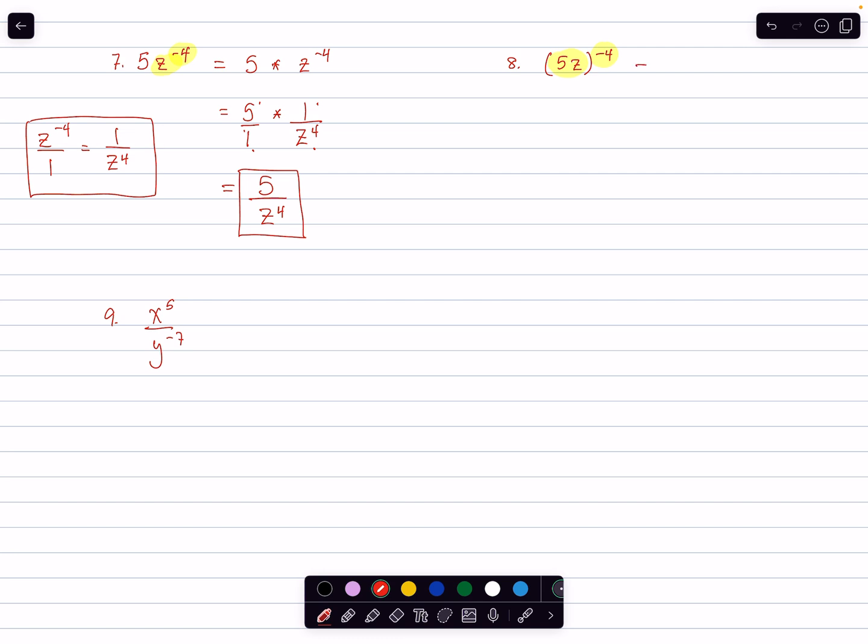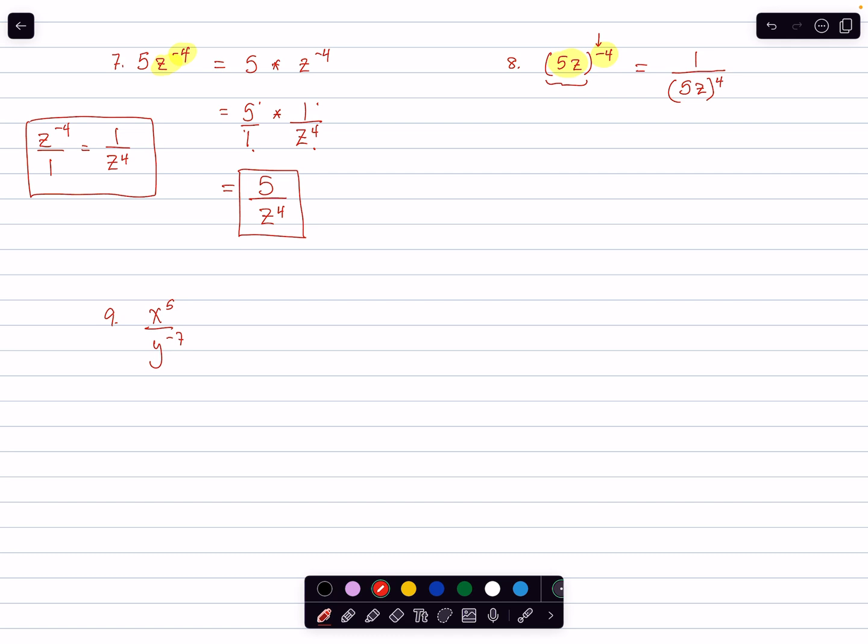I'm going to take the reciprocal of everything that's in the parentheses, and I'm going to raise it all to the positive 4th value. Do you see what I did there and why it works? Again, this negative sign tells me, ooh, I've got a reciprocal to deal with. And this is what I'm going to be throwing into the denominator of a fraction.